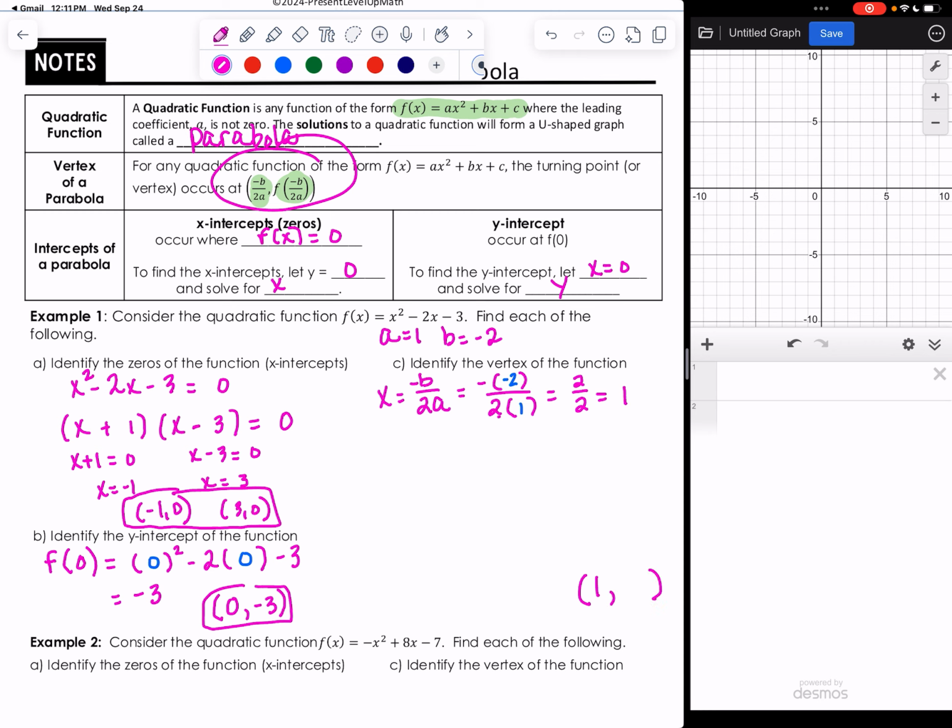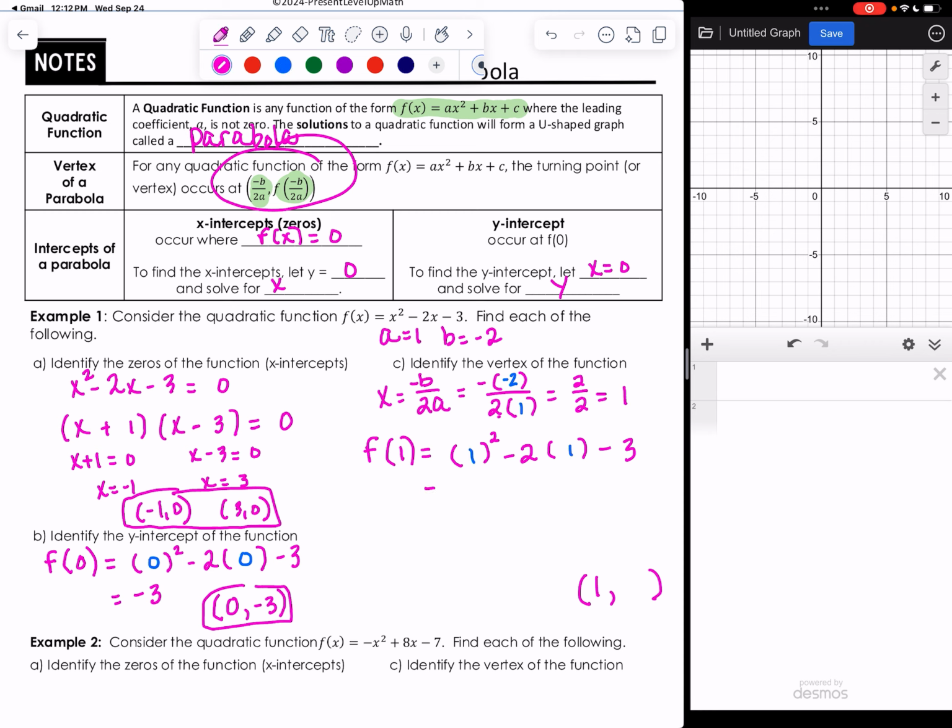So 1 comma something. To find the comma something, you're going to evaluate the function for that x value, which was 1. So we're going to find f of 1. Now to find f of 1, I'm going to write my function down, but I'm going to replace the x's with parentheses. So parentheses squared minus 2 parentheses minus 3. And I'm finding f of 1, so I'll put a 1 there and a 1 there.